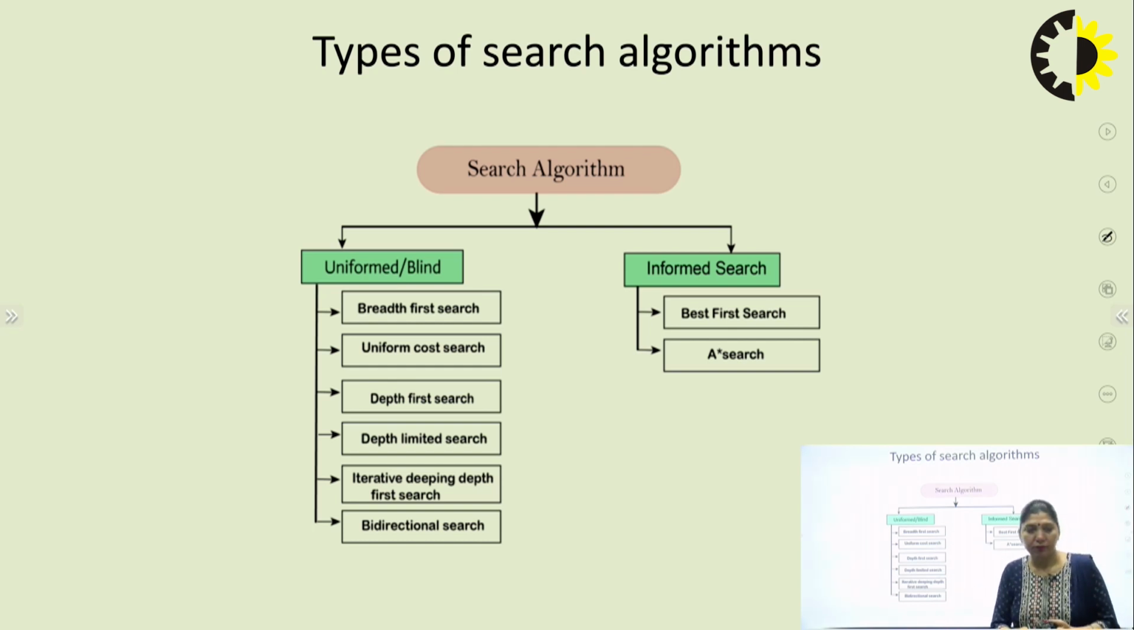Okay. So in an uninformed search, we have to study all these algorithms. The first one is the breadth first search. The second one is the uniform cost search. The third one is the depth first search. The next is the depth limited search. The next is the iterative deepening depth first search. And next is the bi-directional search.